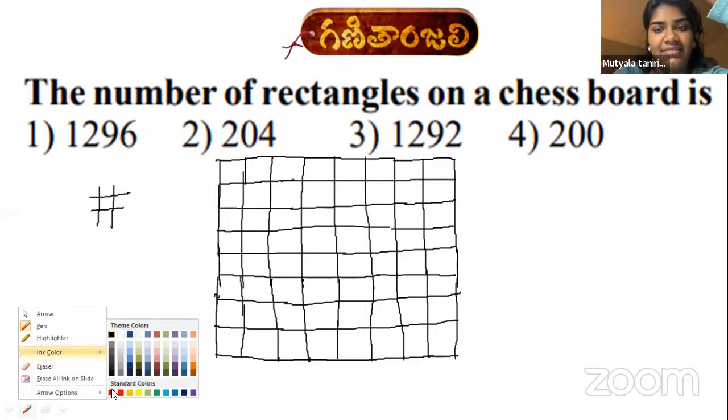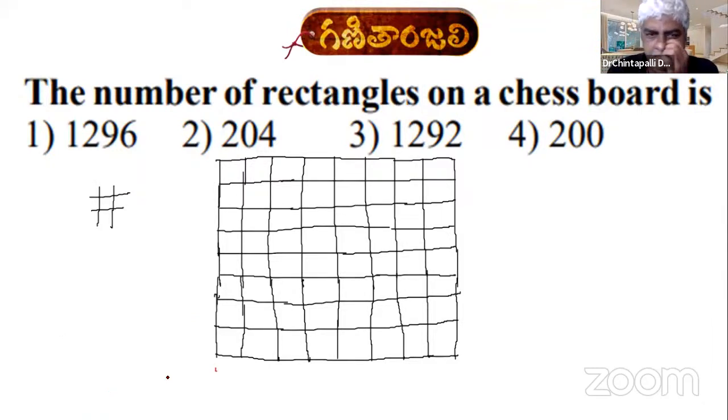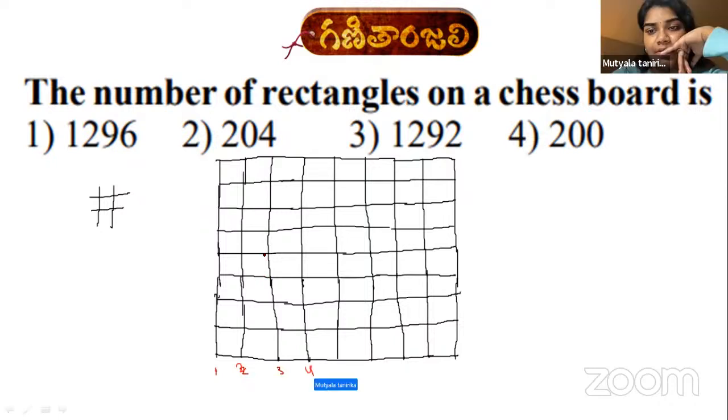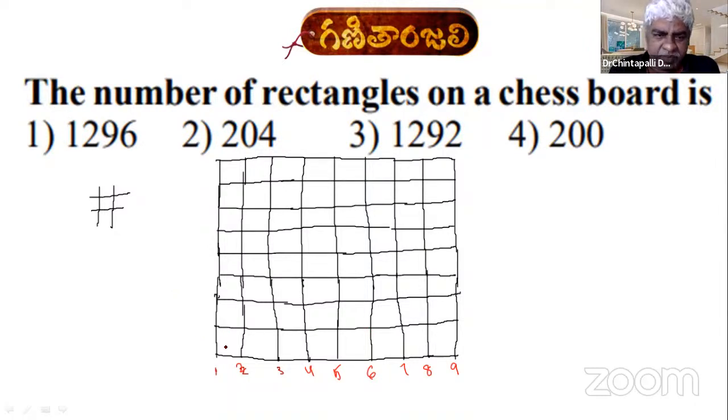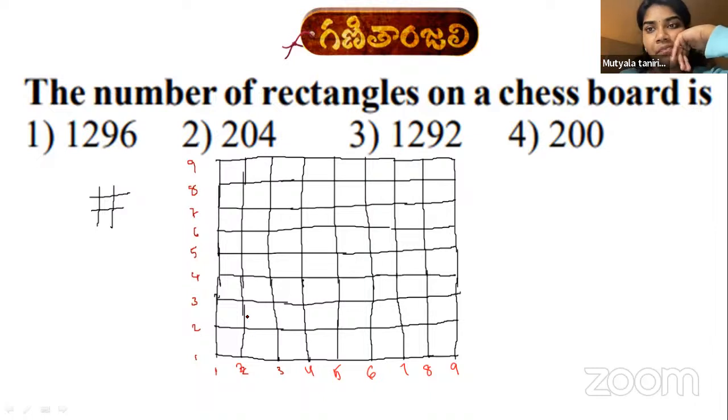Yes, sir. One line, 2, 3, 4, 5, 6, 7, 8, 9. So 9 lines are needed. Yes, sir. And 9 vertical lines as well. 9 vertical lines and 9 horizontal lines are needed to make 8 squares.